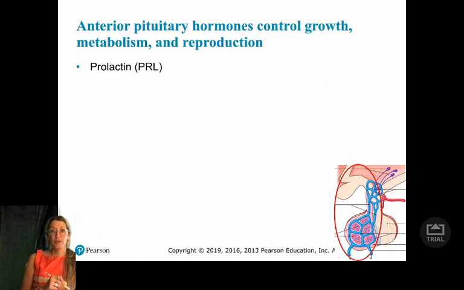Okay, so anterior pituitary hormones, what do they do? They control growth, metabolism, and reproduction. So kind of a little bit of everything. Lots of important stuff. And so we're going to go through these.